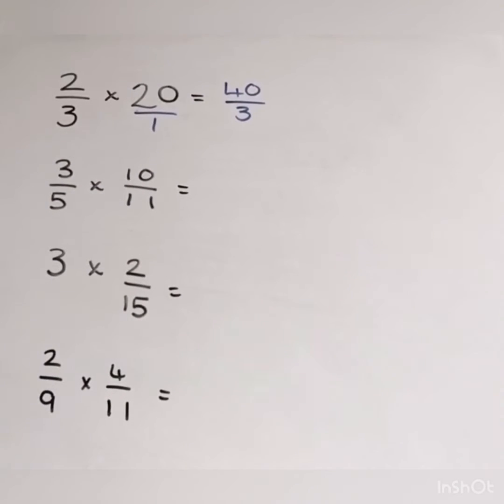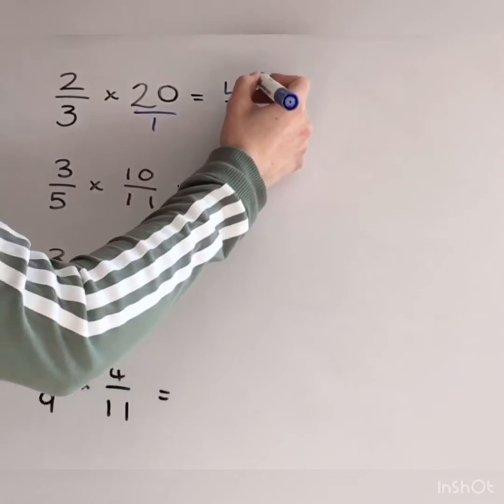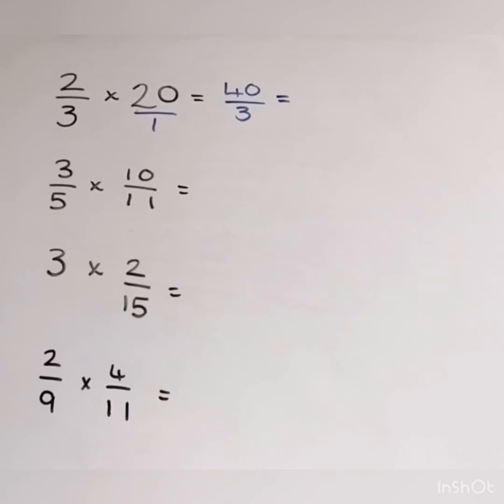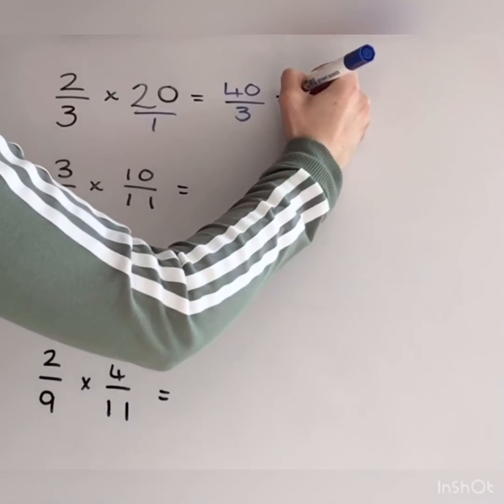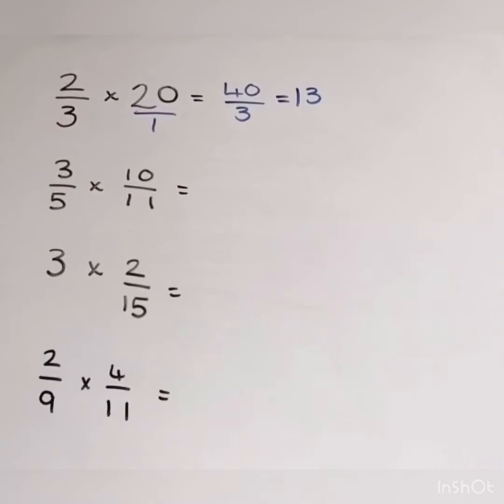Now again, we've ended up with an improper fraction here. Remember, an improper fraction is where it's bigger on the top than it is the bottom. Now this means that this answer is bigger than one whole. So what we would do is see how many times 3 goes into 40. Now 3 goes into 40 13 times, because 3 times 13 is 39.